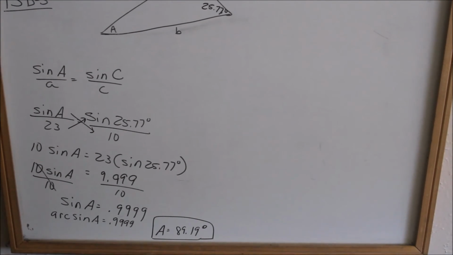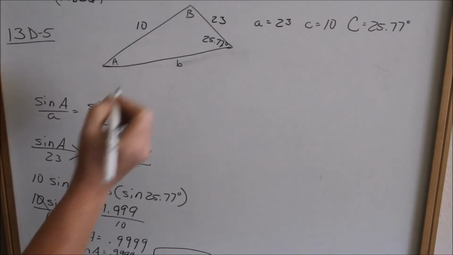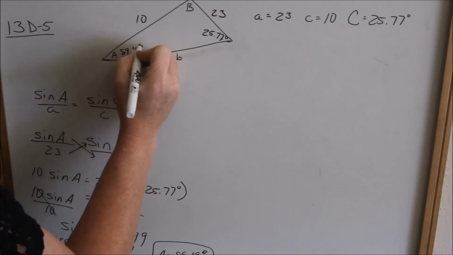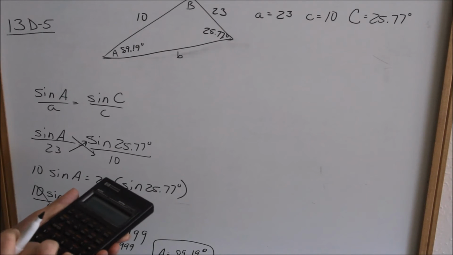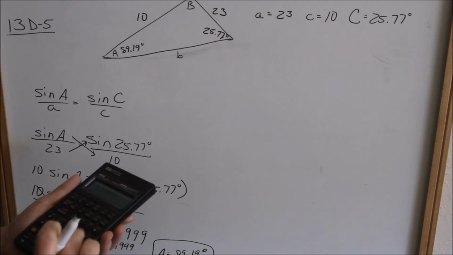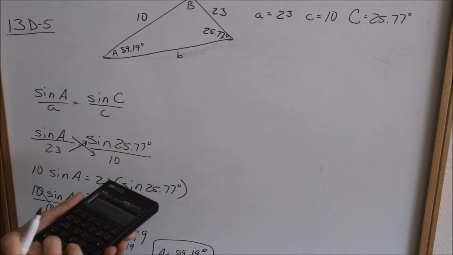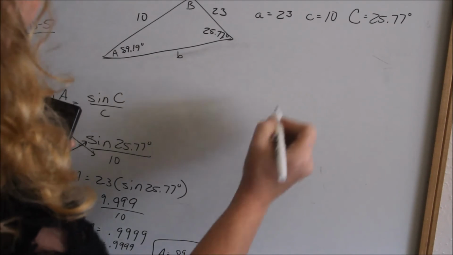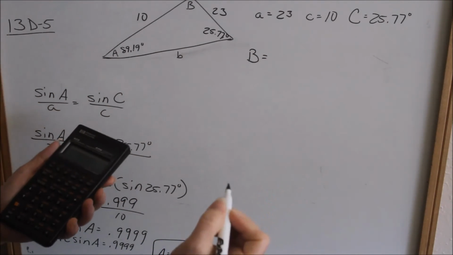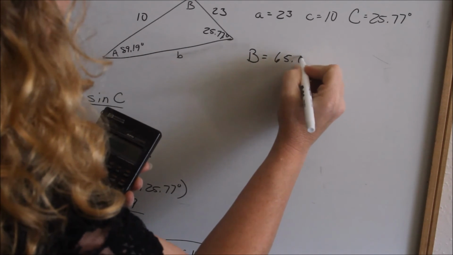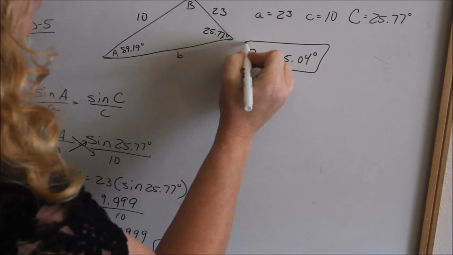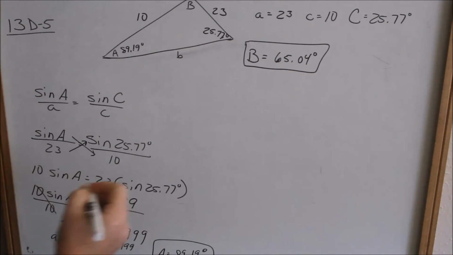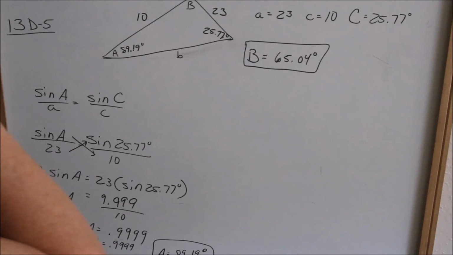Okay, so now that I have found angle A, which was this, 89.19 degrees, now I can find angle B, because they should all equal 180. So basically I can take my 89.19 and then add it to my 25.77 and then subtract that off from 180, and that turns out that angle B is 65.04 degrees. All of your angles should add up exactly to 180. Okay, exactly, down to all your decimals. So now I know angle B.